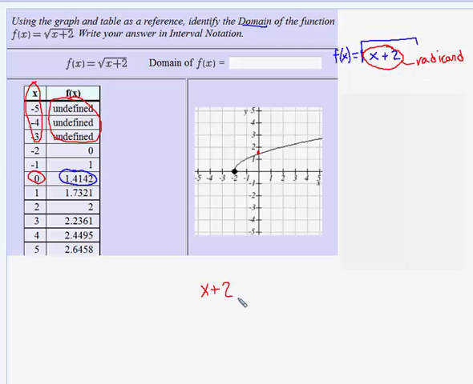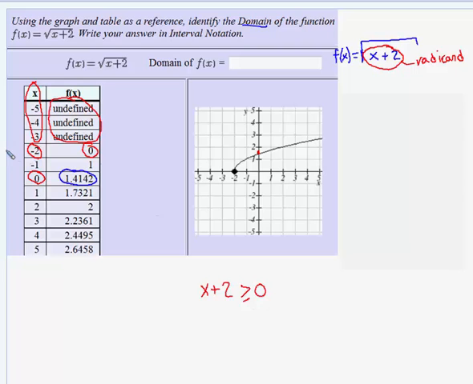We need the radicand to come out to be a positive number, that means greater than 0, or it actually can be 0, because if the radicand came out to be 0, you'd have the square root of 0, which in math is defined to be 0. In fact, in our problem, that happens at x equals negative 2. If you replaced x with negative 2, your radicand would be negative 2 plus 2, or 0, and the square root of 0 is defined to be 0.